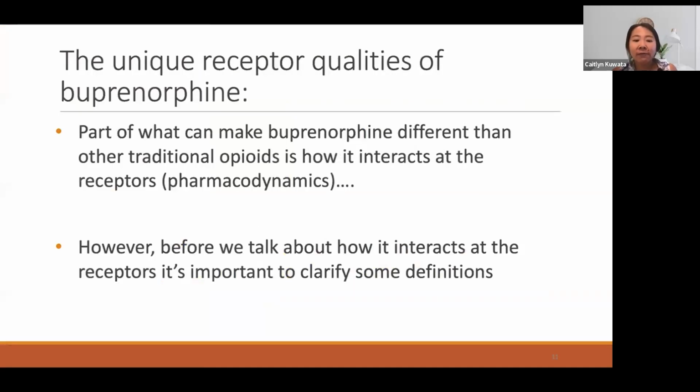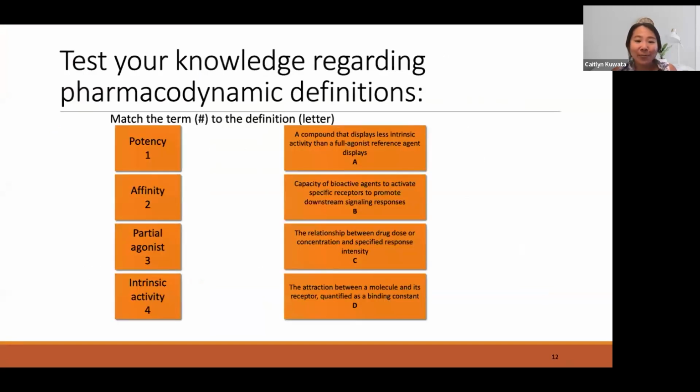So before we dive into the logistics of prescribing, I really want to take a step back because a lot of what makes buprenorphine so unique and special compared to traditional opioids is how it acts at the receptors, also known as your pharmacodynamics. However, before we talk about how it interacts at the receptors, it's important to clarify some definitions. So, quickly, probably taking you back to training, thinking about your pharmacodynamic definitions. Go ahead, feel free to pause this to quiz yourself, but I'll give you the answers.